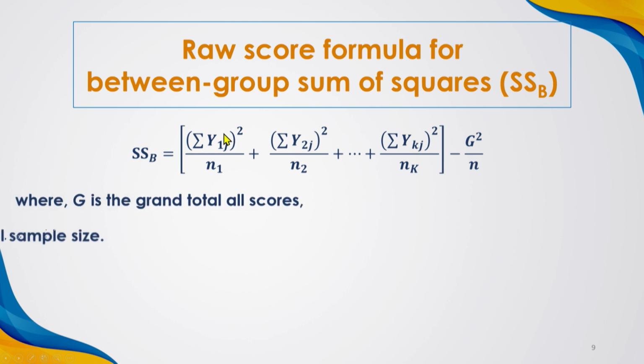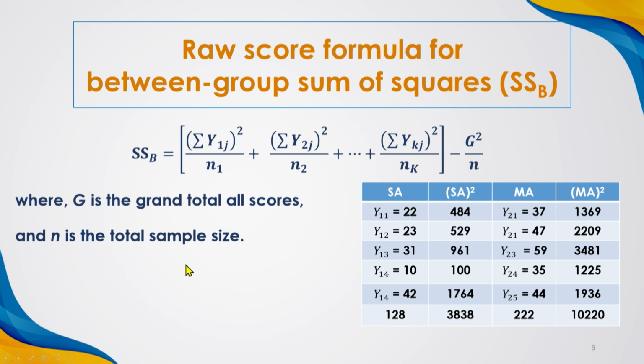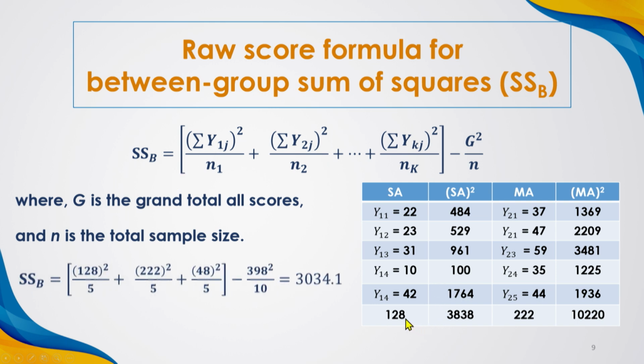So, this is the data, and we are going to find the sum of the first group, which is 128, the whole squared, divided by the size of the group, 5. Similarly, the sum of the second group is 222, and we divide by the number of observations. Similarly, for the third group we put 48 divided by 5. With a simple computation we will get 3034, and this 398 is nothing but the total of all the observations together. So, we will end up with 3034.1.